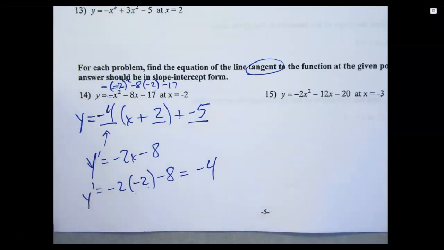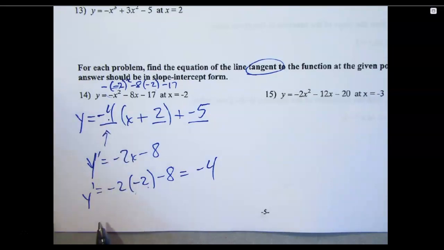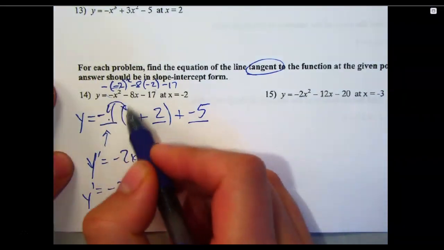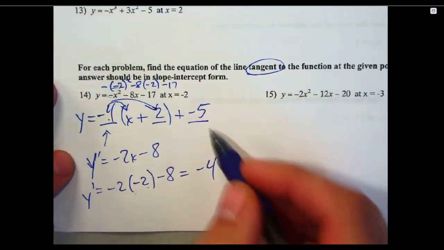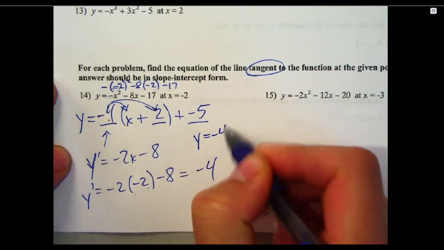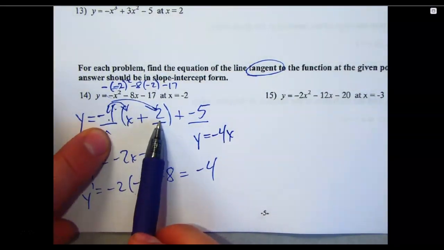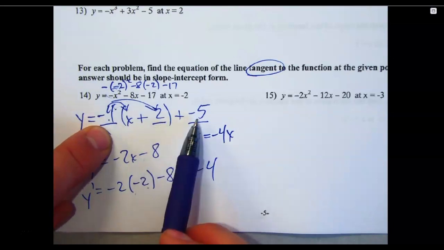If it were a normal line, what would I put there? Positive 1/4. But then just make sure you distribute so you're matching up with what the answers are. So I'll end up with y equals negative 4x, minus 8, this part here, and I've got plus negative 5.